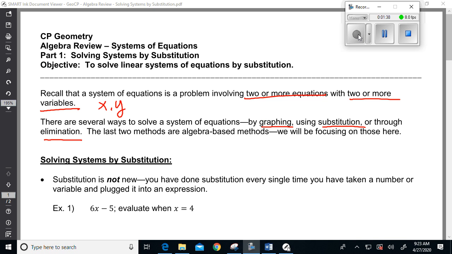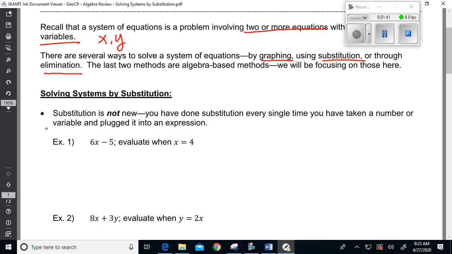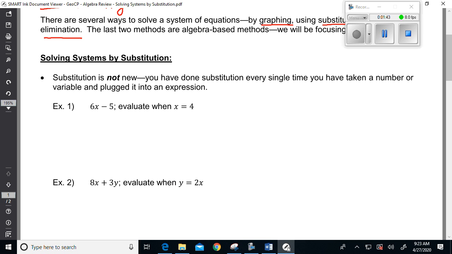Now, main thing to keep in mind here, substitution is not new. You've done substitution every single time that you have taken a number or a variable and plugged it into an expression. You've been doing it pretty much the entire year. So, for example, if you have 6x minus 5 and they tell you to evaluate when x equals 4, you've done this 1,000 times. Take 4, plug it in for x. That gives you 6 times 4 minus 5. 24 minus 5 is 19. That was substitution.